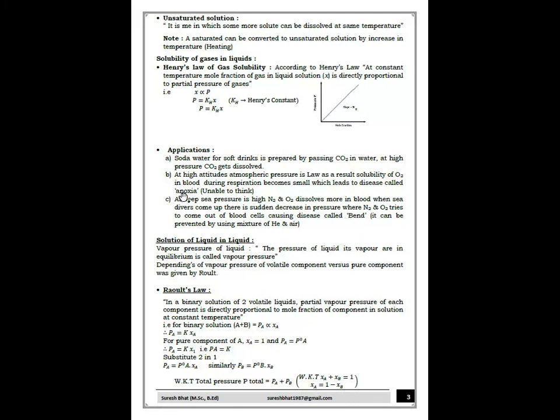So please don't confuse anoxia and bends. Anoxia occurs at higher altitude, whereas bends occurs at lower pressure. Now, bends can be prevented by using a mixture of helium and air.